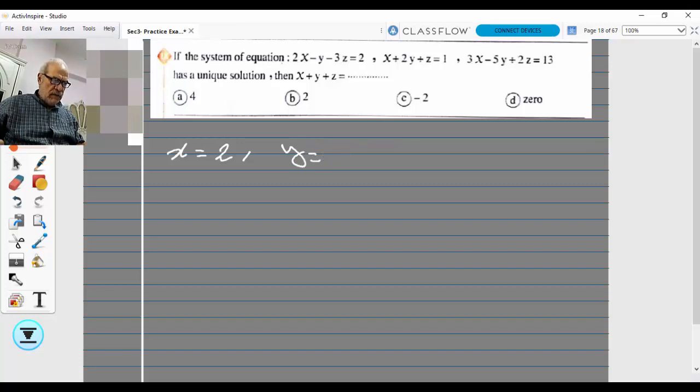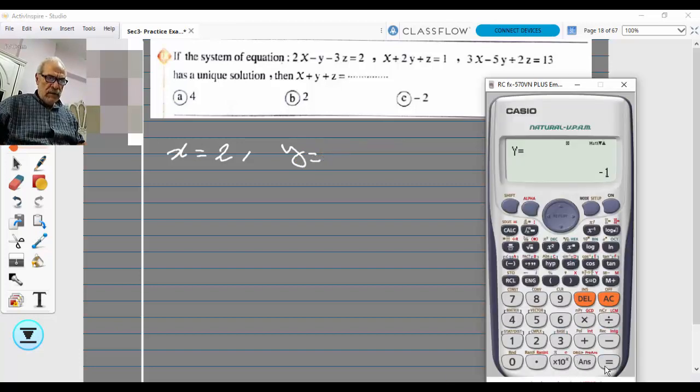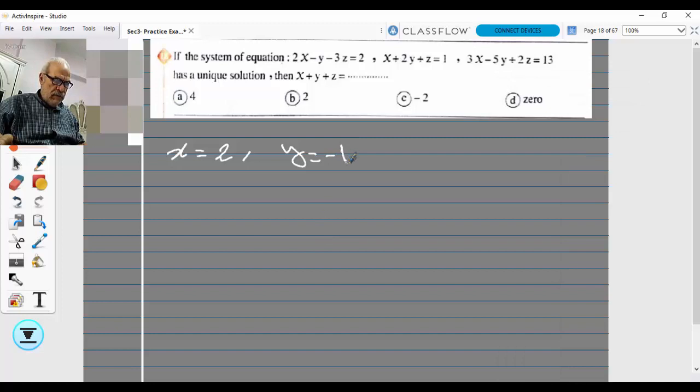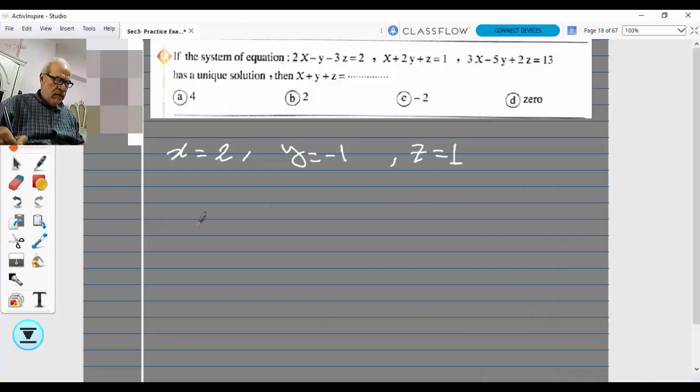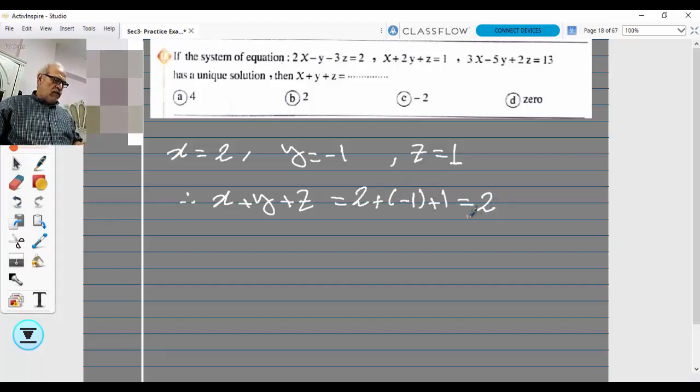Y equals -1, and z equals 1. So the required is x plus y plus z, which equals 2 plus -1 plus 1, which equals 2. And the solution will be in letter B.